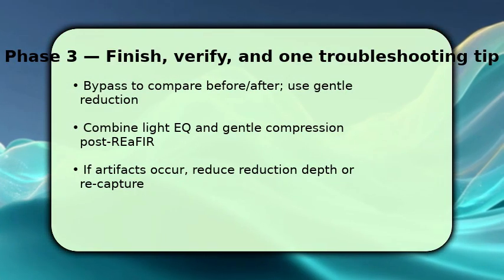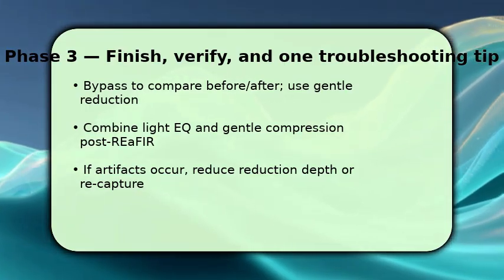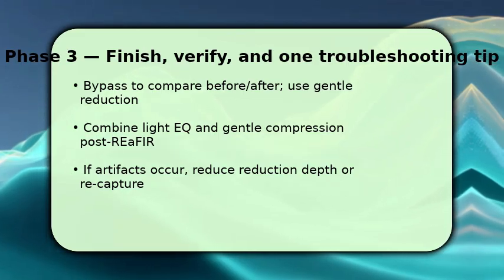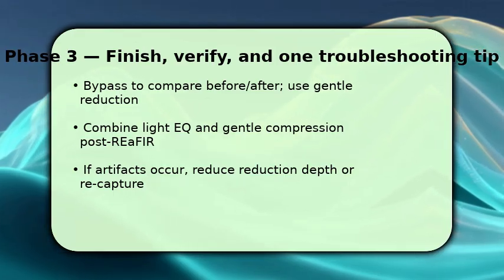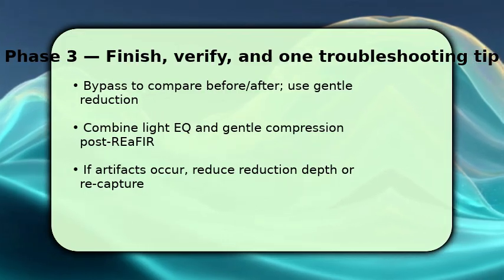Finish by listening critically. Toggle RIA-FIR bypass to compare the cleaned audio with the original. If noise is reduced but the voice sounds dull, back off the reduction depth and try a smaller FFT size. You can also add a mild parametric EQ to restore presence and a gentle compressor for consistency.